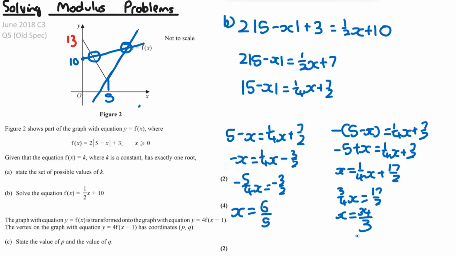So these two solutions are valid because of this check that we've done by considering the two lines individually. So the set of possible values of x is x is equal to 6 over 5 and x is equal to 34 over 3.